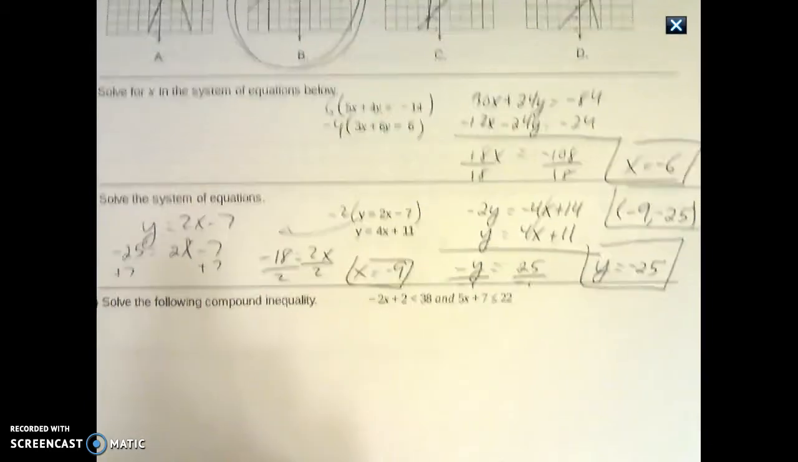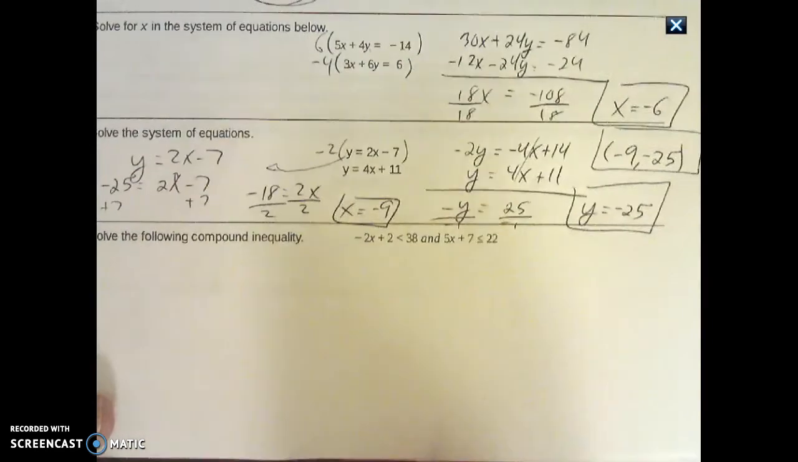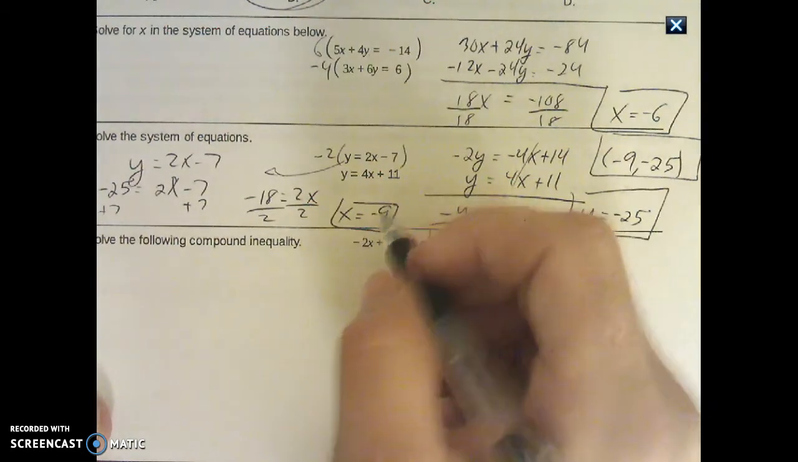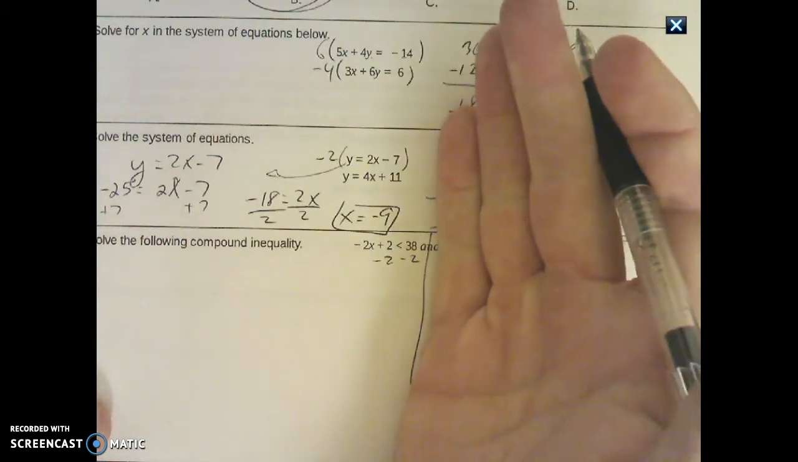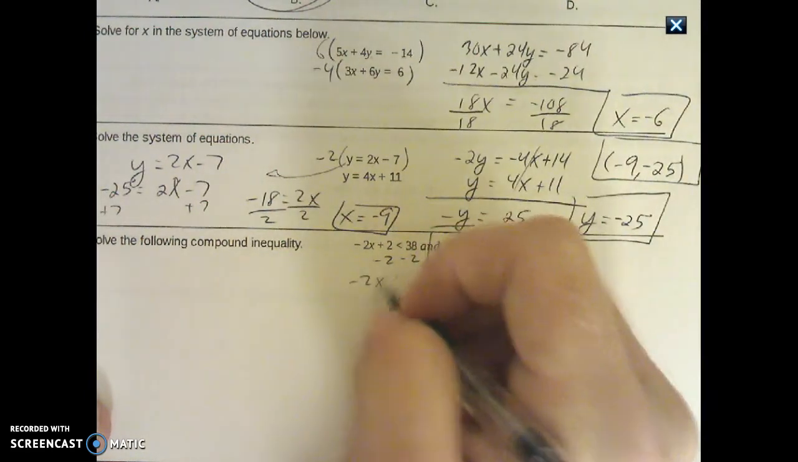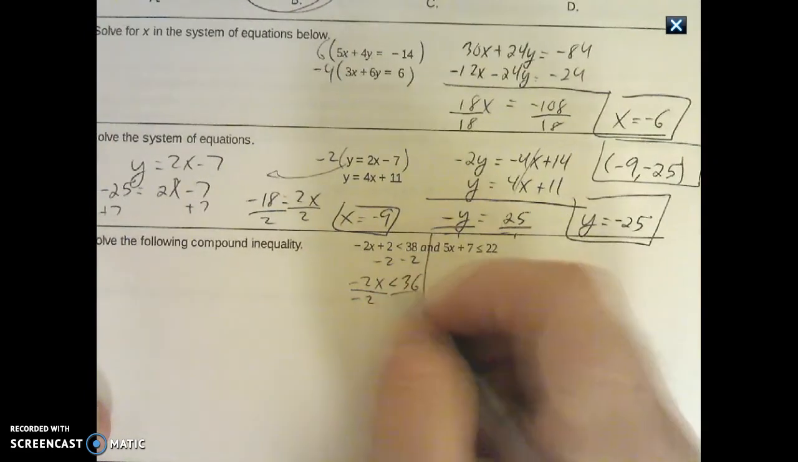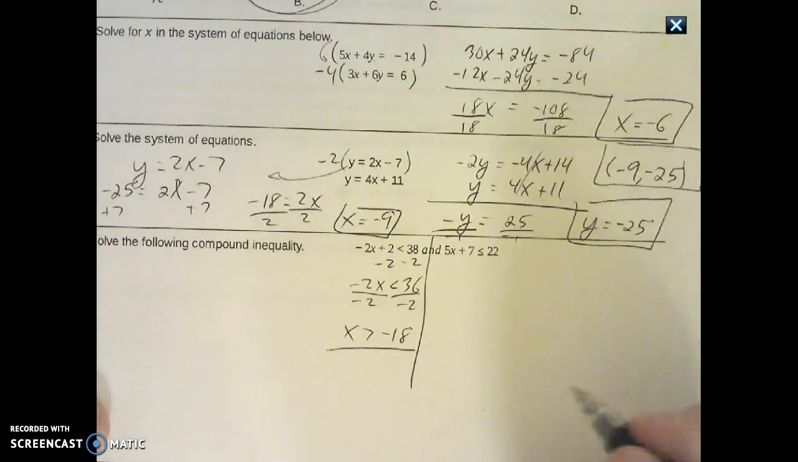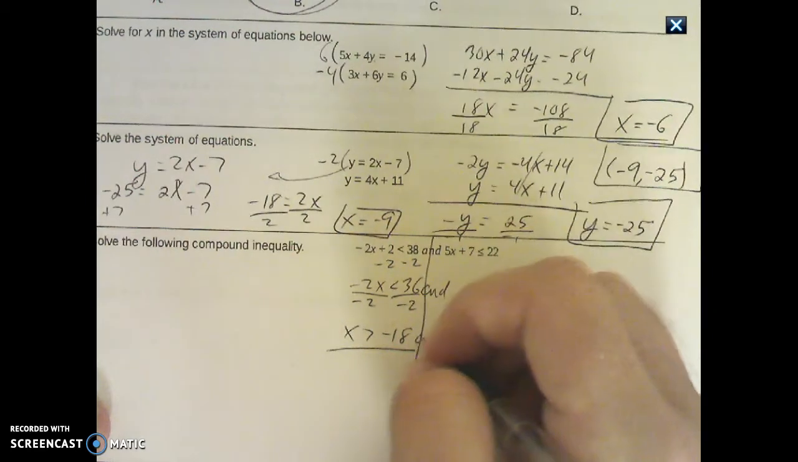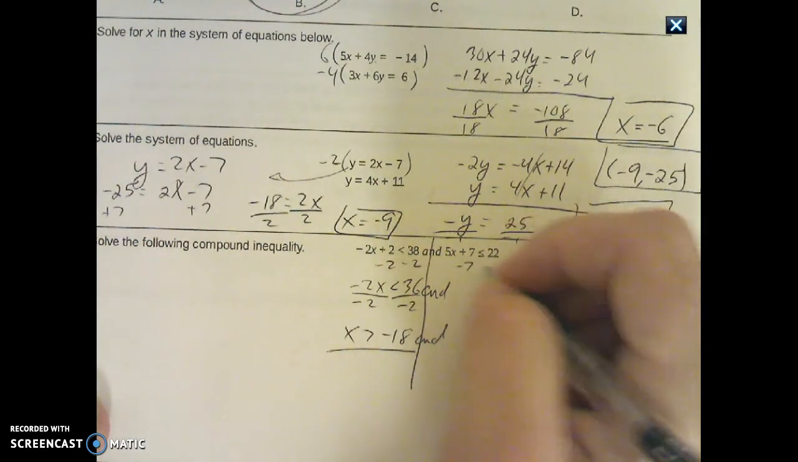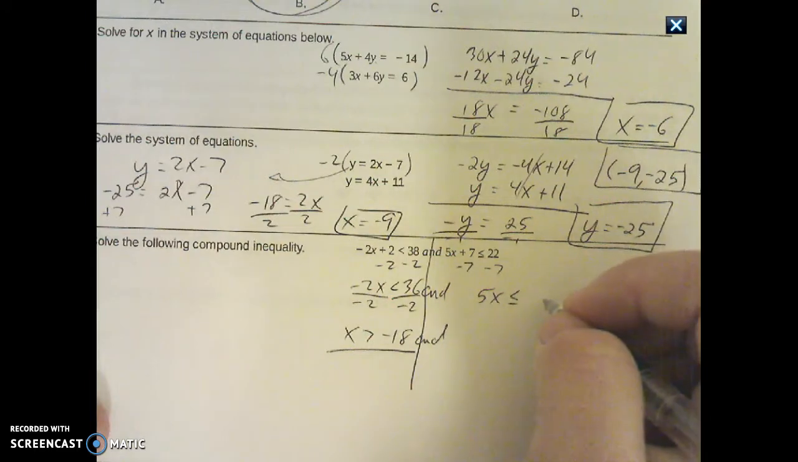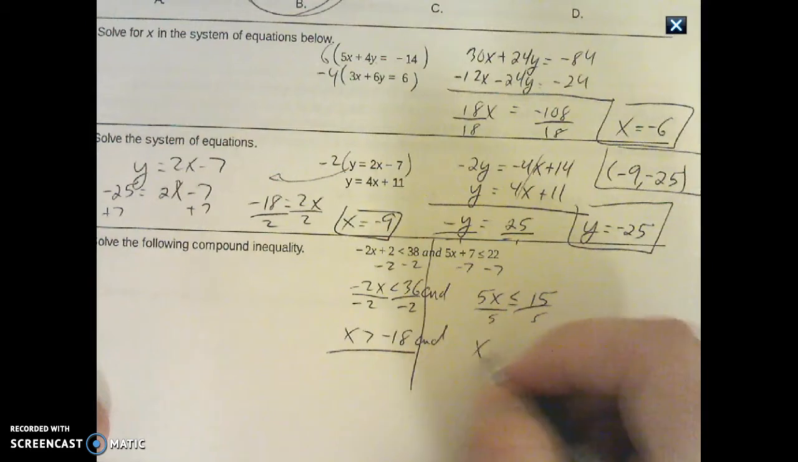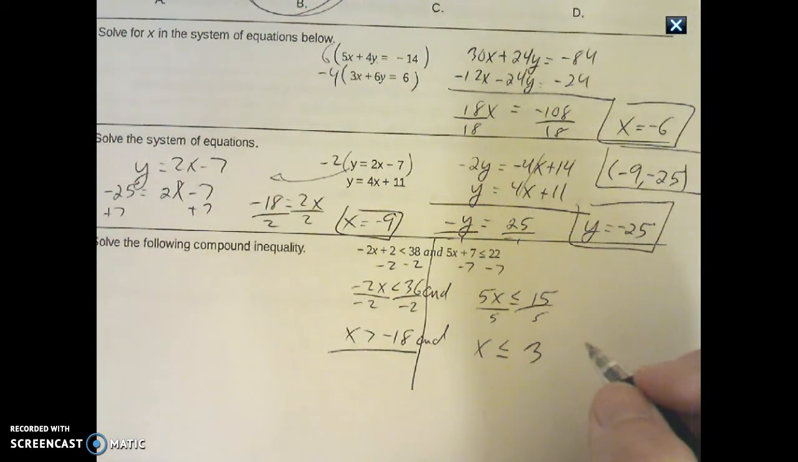Cool. Solve the following compound inequality. This is an and, so they should be in the middle. Cover the one up, or draw a line down the middle. Subtract 2 from both sides of this inequality, only that side. So I get negative 2x is less than 36. Divide by negative 2. When you divide by a negative, you flip that inequality sign. X is greater than negative 18. And. Subtract 7, subtract 7. 5x is less than or equal to 15. Divide by 5, divide by 5. X is less than or equal to 3.